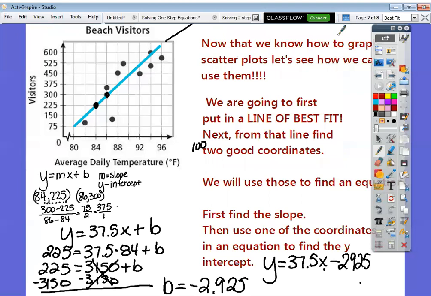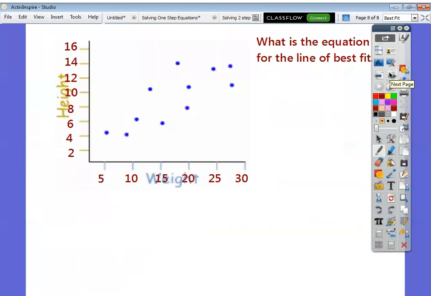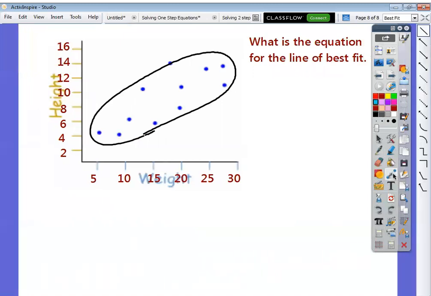Here we go. This problem looks like height and weight. This axis goes by 5s and this one goes by 2s. Look at where my dots are all at; they're all kind of like that. So my very first step is to draw in my line of best fit. It's going to go probably right around there. That's a good representation of what's happening.